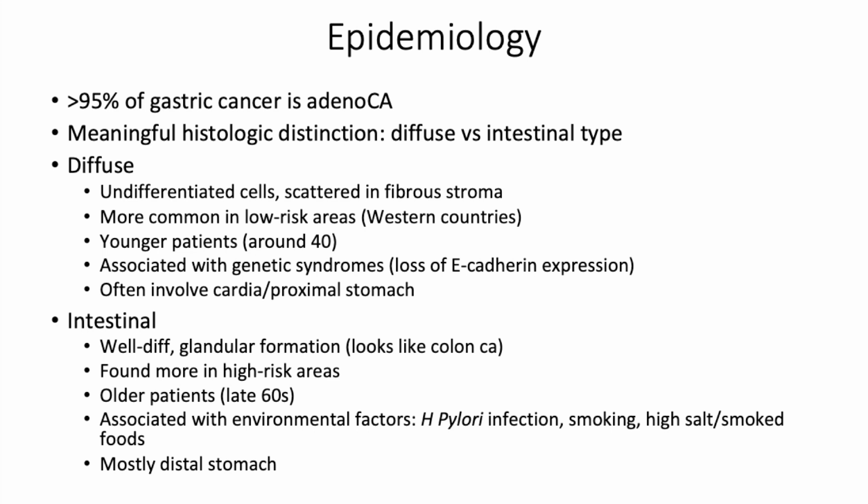Interestingly, in the United States, as we've eradicated H. pylori, again, the intestinal type has become a little less common, the diffuse type becoming a little more common in the United States. The other thing to know here is that there are many papers that have documented that the outcomes of treatment of gastric cancer are better in Asian countries and Eastern countries.